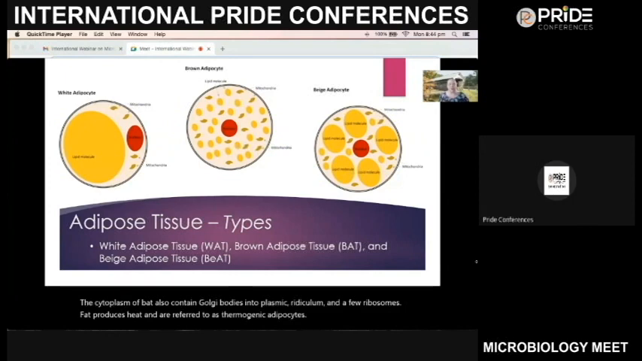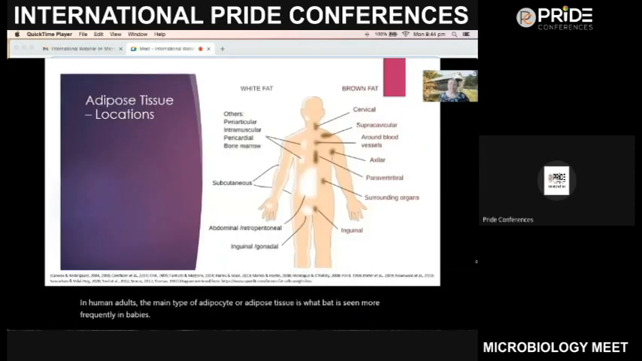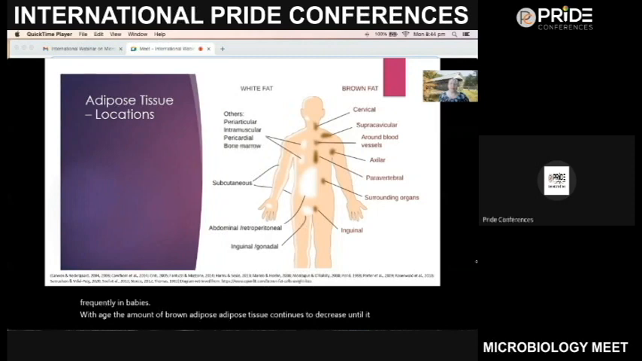Beige, sometimes called brite or bright adipocytes, are adipocytes that began as white adipose tissue, or WAT, that have been exposed to a trigger, such as prolonged cold exposure, that causes them to function more like brown adipose tissue, or BAT. In human adults, the main type of adipose tissue is WAT. BAT is seen more frequently in babies. With age, the amount of brown adipose tissue continues to decrease until it disappears from most areas.